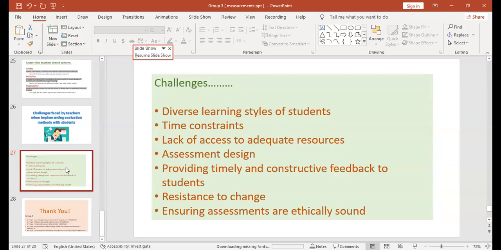And next one is ensuring assessments that are ethically sound. Teachers should ensure that none of the students are disadvantaged in the particular assessment which they have selected. Therefore, these are some of the challenges that teachers may face when implementing evaluation methods with students. Although there are several challenges, I have selected only these. But not only these are the challenges, there are so many challenges teachers face when they are selecting and implementing evaluation methods. Thank you.